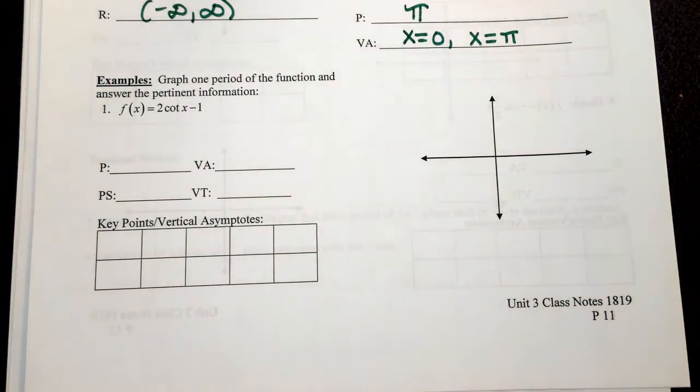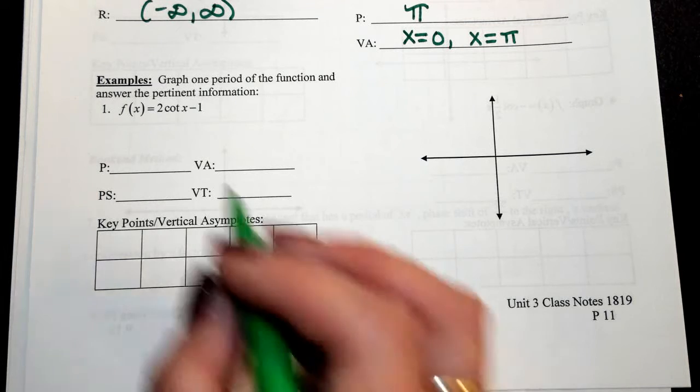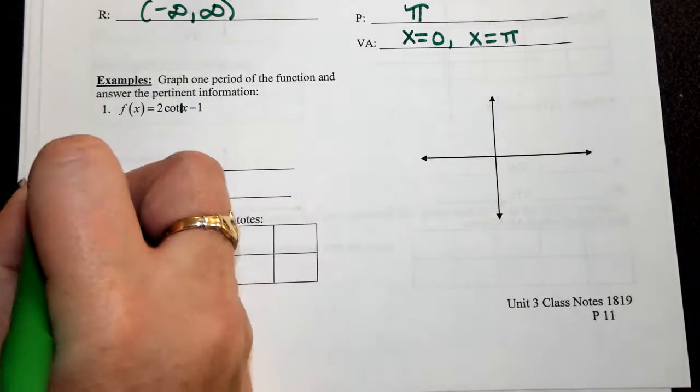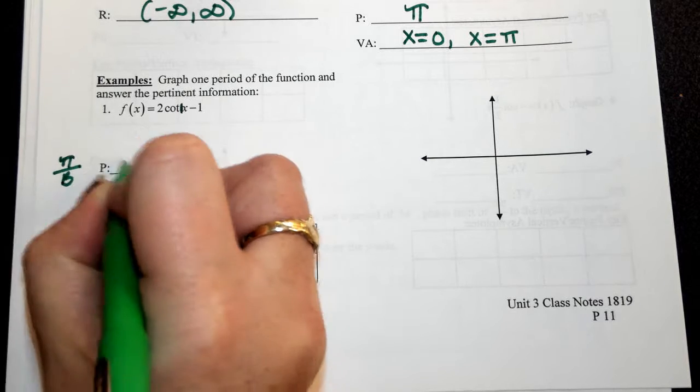So let's take a look at number 1. 2 times the cotangent of x, minus 1. Well, what's the period for this one going to be? Well, what's your b value? B is equal to what? 1. So it's going to be pi divided by the b value. So the period's going to be pi.